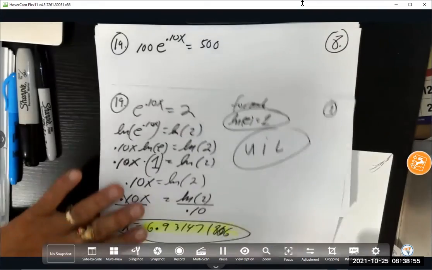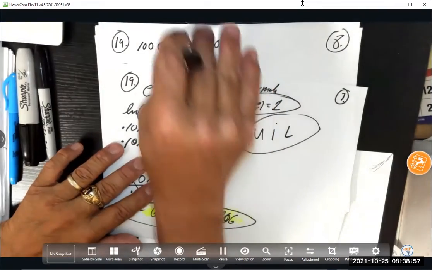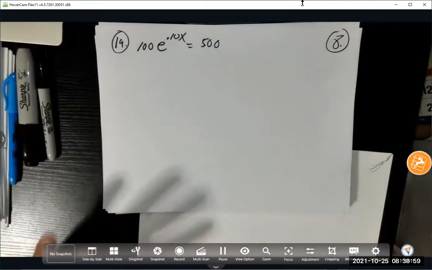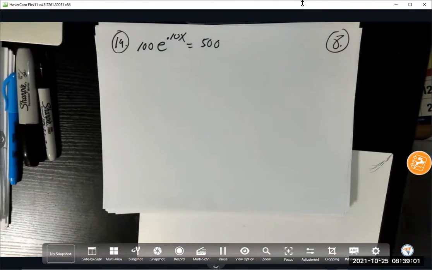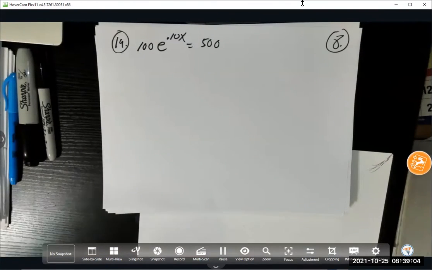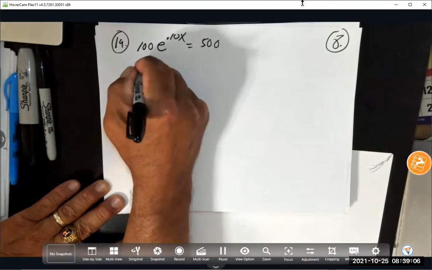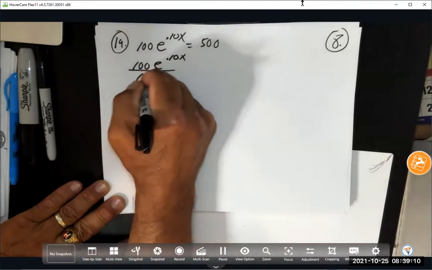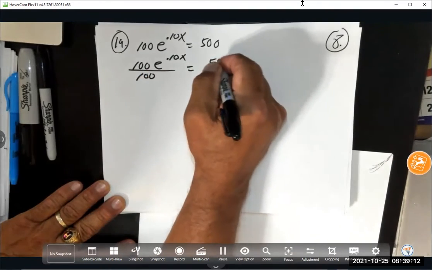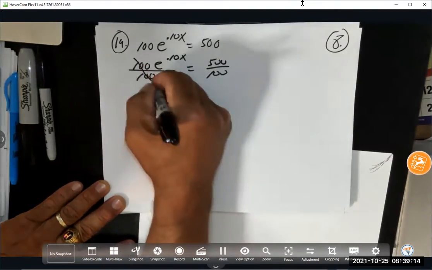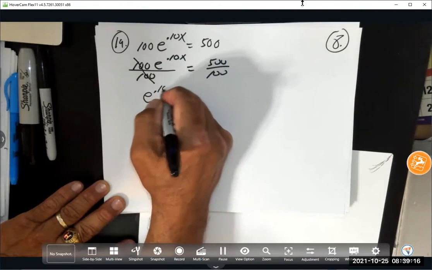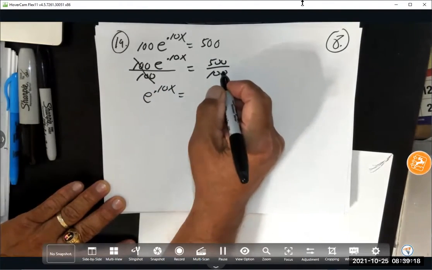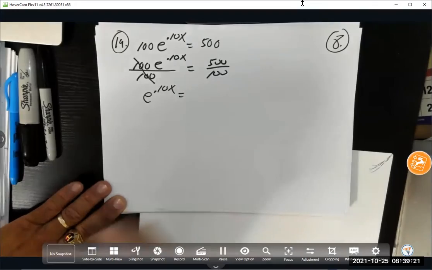All right, so now it doesn't look like this one. It's pretty close, but there's 100 in the front. So I need to get rid of that somehow. So the first step you do is divide both sides by 100. So divide this one by 100 and divide this one by 100. So these are gone. So e to the 0.10x equals, what's 500 divided by 100?